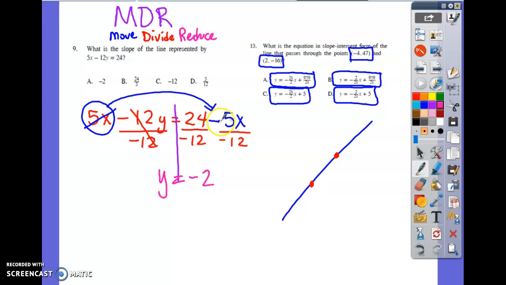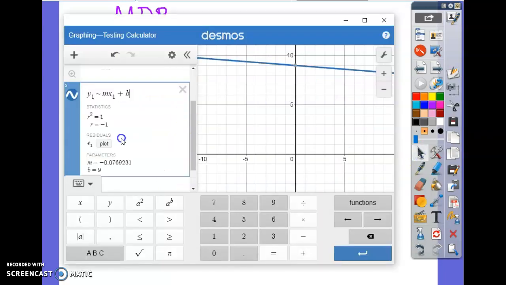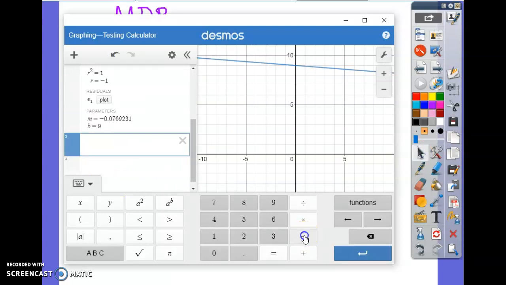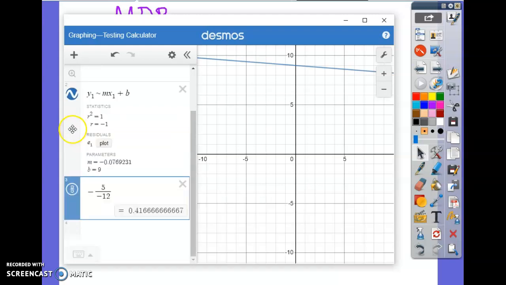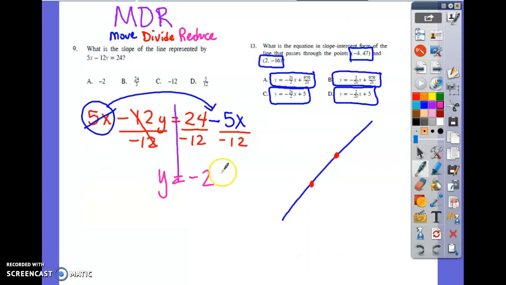And then -5 divided by -12 in decimals. -5 divided by -12. Hit the fraction button. It's 5/12. Positive. Positive 5 over 12. So positive 5 over 12x. Which one's the slope? 5 over 12 is the slope because it's with the x. So my answer is D.